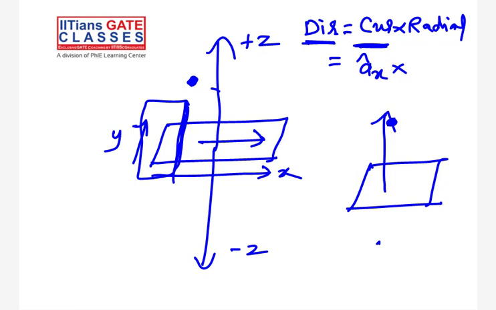Negative Z, right? Because radial direction means source to observer. Suppose the observer is on the top side of the sheet, your radial direction will be on the positive Z axis. Similarly, if the observer is at the bottom of the sheet, it will be negative Z. So what happened here? Your radial direction got changed.